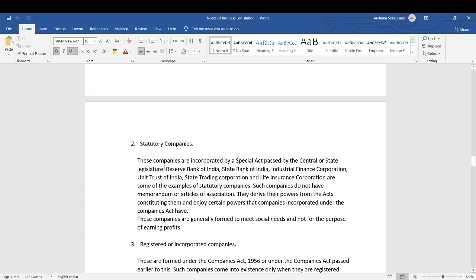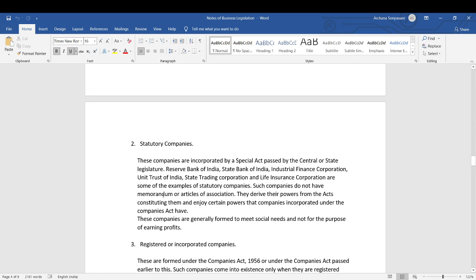We are going to take some examples of statutory companies. The first is the Reserve Bank of India, State Bank of India, Industrial Finance Corporation, Unit Trust of India, State Trading Corporation and Life Insurance Corporation. These are some examples of statutory companies. For the formation of all these companies, there is a special act passed by the central and state legislature.